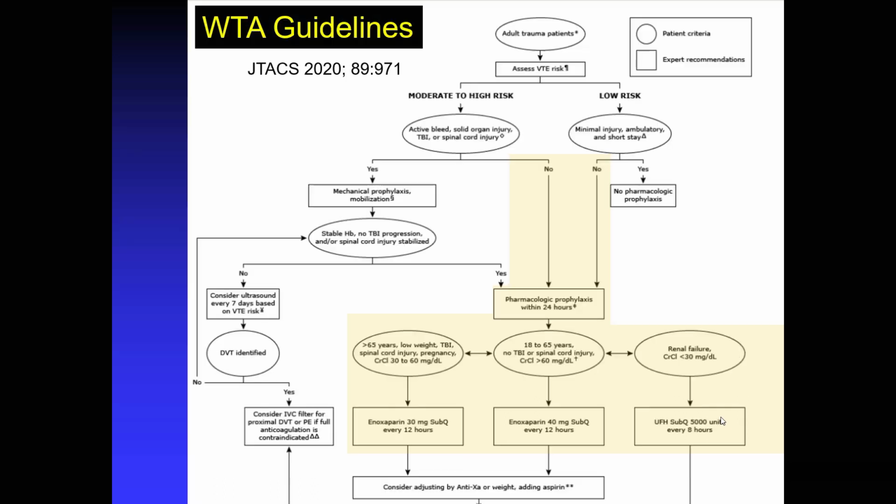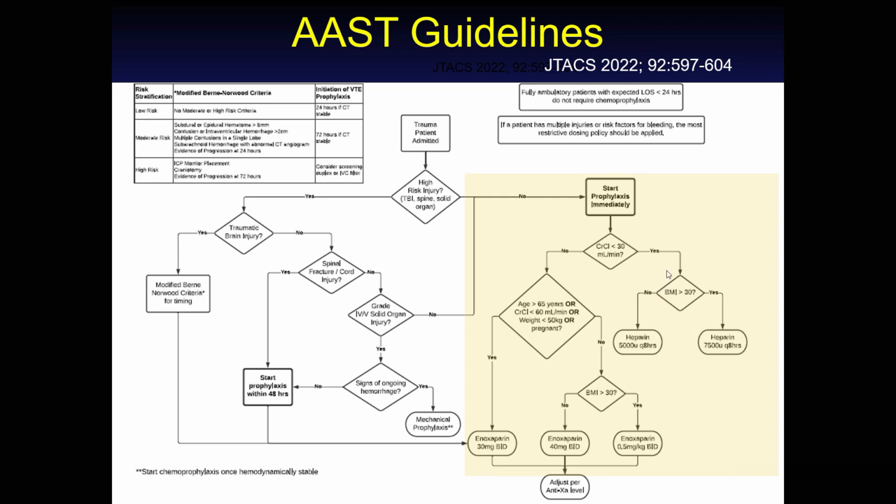Both the AAST and the Western Trauma Association recommendations recognize that with renal failure, as defined by a creatinine clearance of less than 30, low molecular weight heparin may be risky, and therefore the recommendation is for unfractionated heparin in those patients. With the Western Trauma guidelines, just a flat rate of 5,000 units Q8. With the AAST recommending 5,000 Q8 if their BMI is 30 or under. If it's greater than 30, then a recommendation for 7,500 units of unfractionated heparin Q8 hours in patients with a creatinine clearance of less than 30.